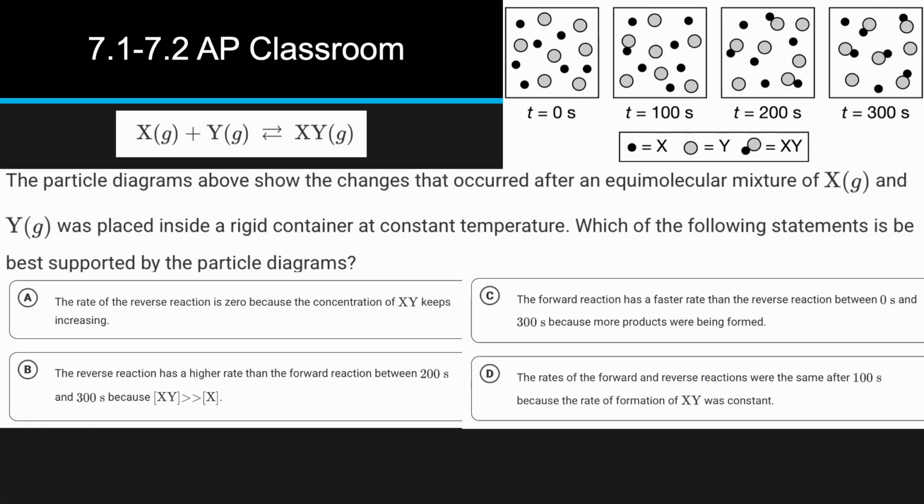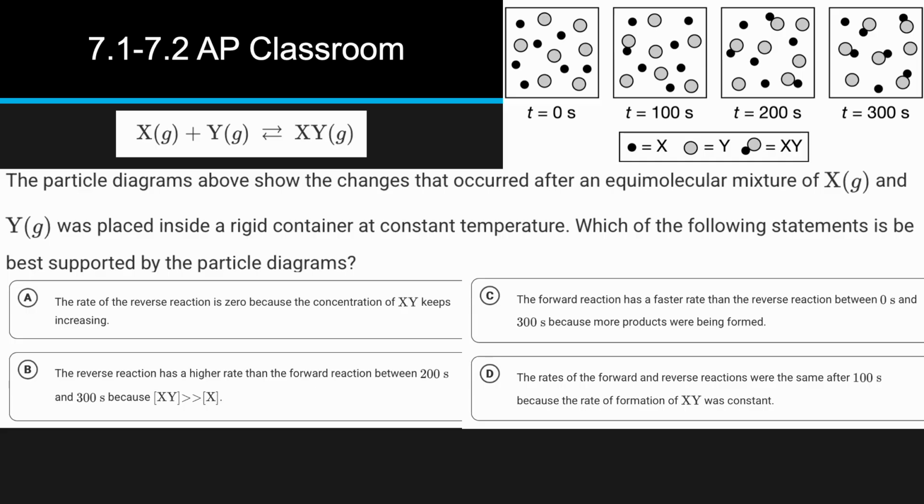This next question says the particle diagrams above show the changes that occur after an equimolar mixture of X and Y were placed in a rigid container at constant temperature. Which of the following statements is best supported by the particle diagrams? So looking at our balanced equation, we have X plus Y reacts to form XY.